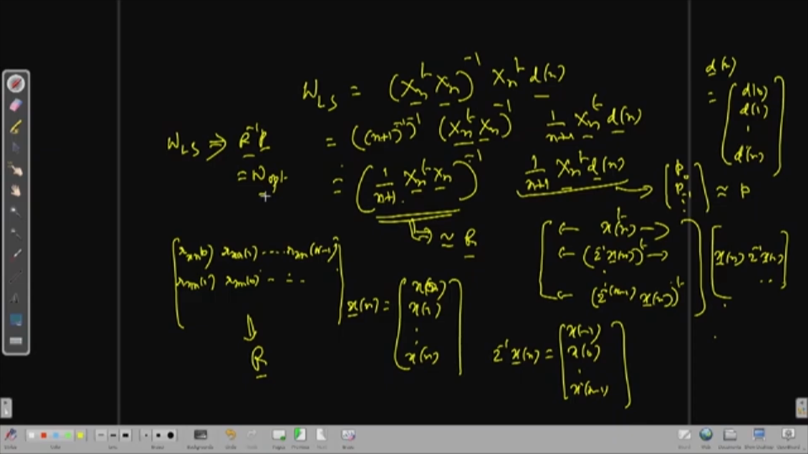Now, our purpose will be this: suppose we have taken data up to the nth clock, and we found out this estimate. If I have new data, n plus 1, coming in, how will that be updated? That is the recursive least squares adaptive filter.